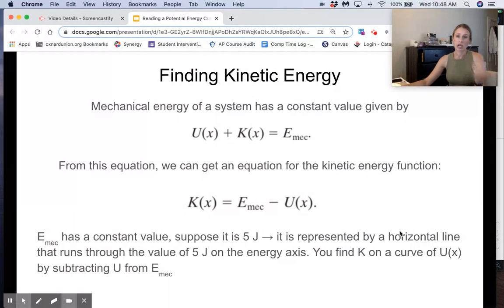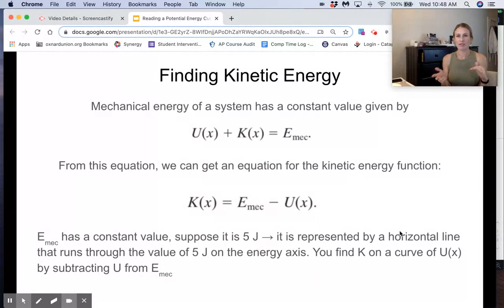So if we know that the total mechanical energy has a constant value, which we know from conservation of energy, if you have no non-conservative forces, then we do have a constant value for mechanical energy. So suppose it's something like 5 joules. It's represented by a horizontal line drawn on the potential energy graph.